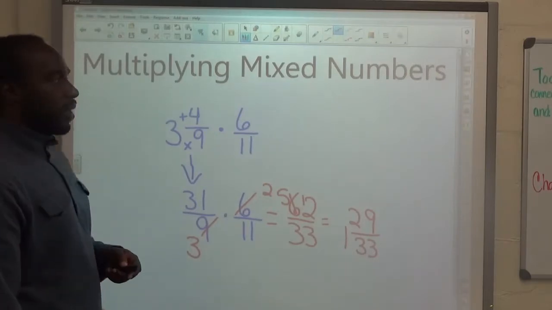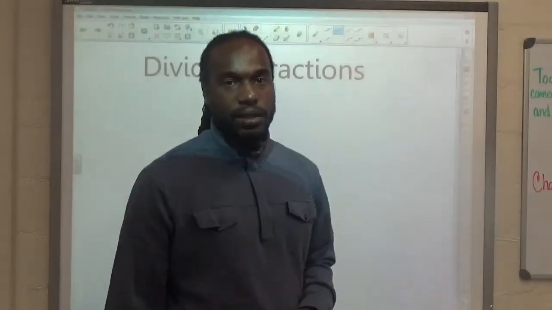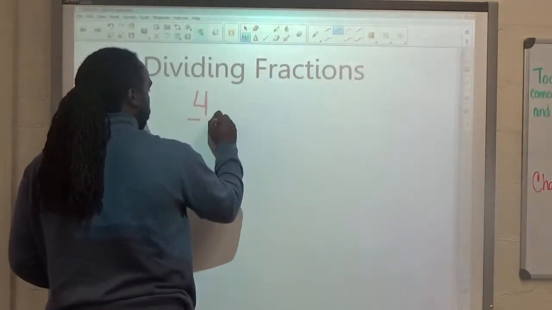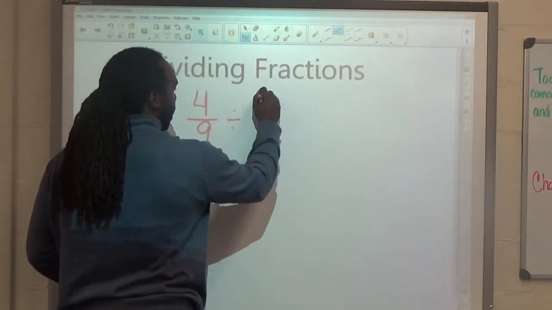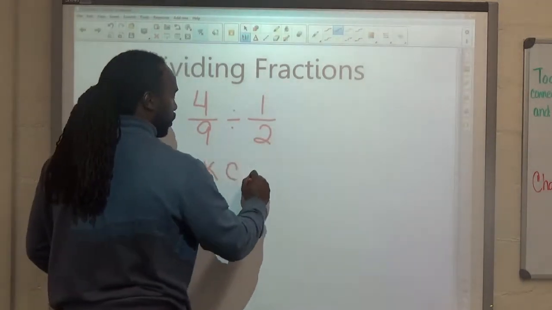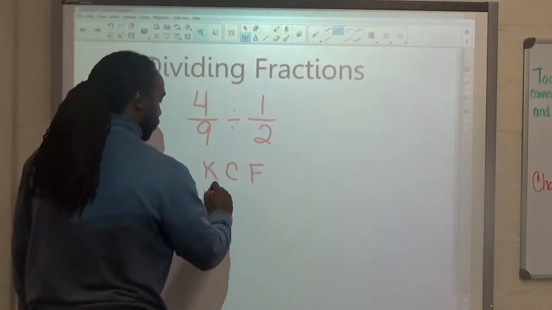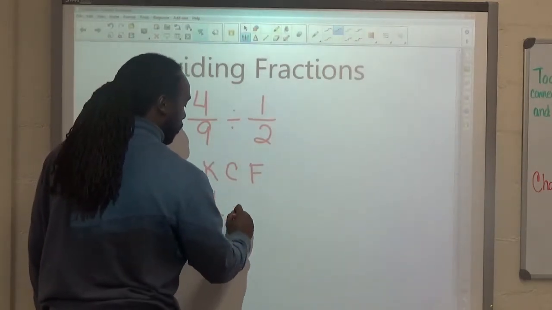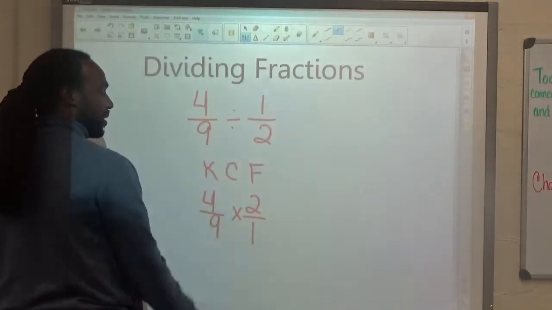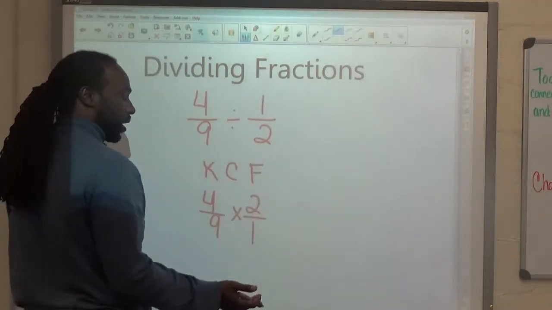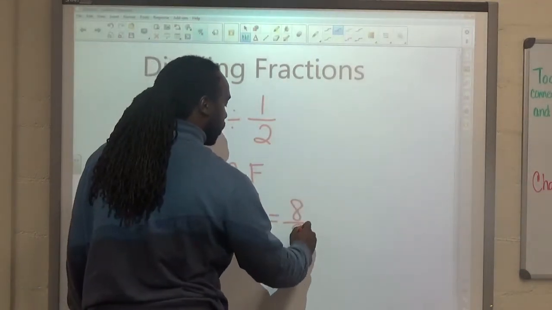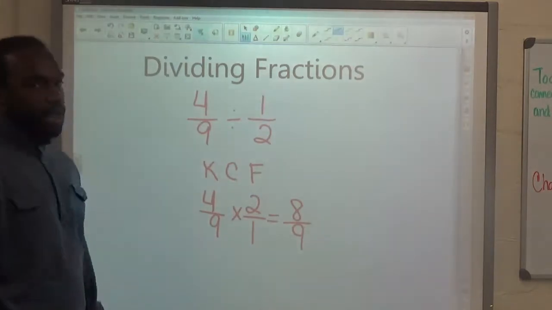The next example that we took a look at was dividing fractions. And dividing fractions is very simple. You take a look at 4/9. Now we'll divide by 1/2. That's what we talked about: keep, change, flip. 4/9 multiplied by 2 over 1. Because I then flip my second fraction, I would just multiply across. I could not cancel anything. And I would get 8 over 9. That's how you divide fractions.